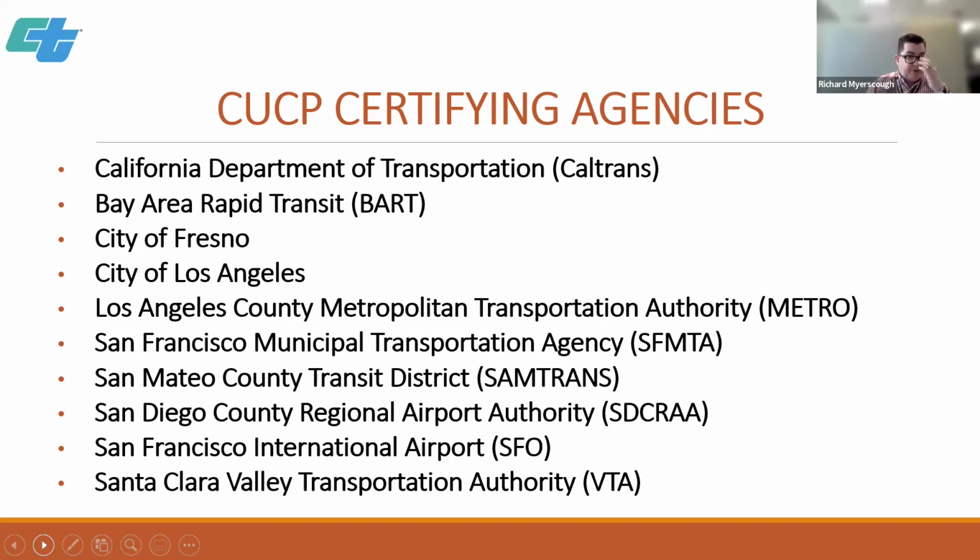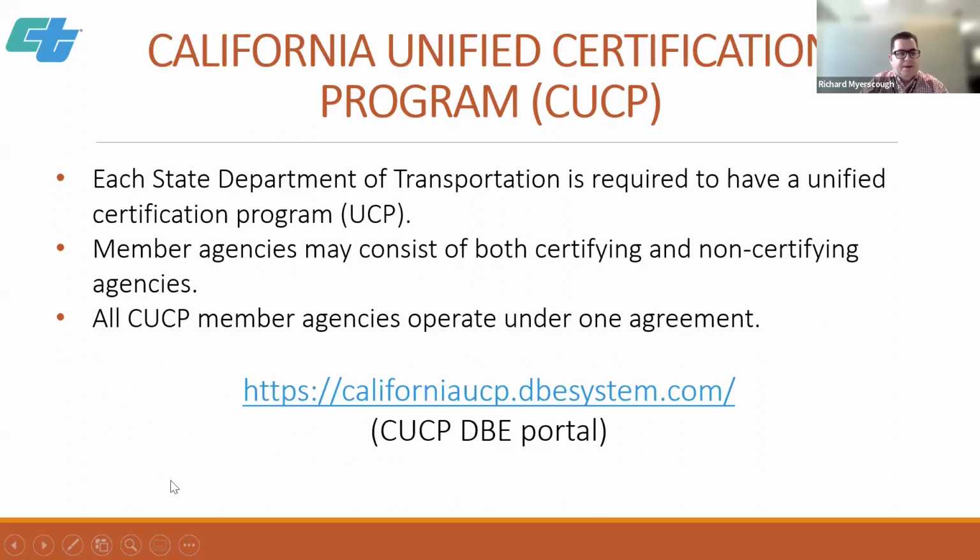Of course, we'll talk about Caltrans today because that's who I'm representing. And it doesn't really matter which agency you go through. Just know that once you're going through that agency, that will be the agency moving forward. All recipients of US DOT funds are required to establish a DBE program. All CUCP participants operate under one agreement and must comply with all provisions of regulation concerning certification. There are currently 10 agencies that we just saw.